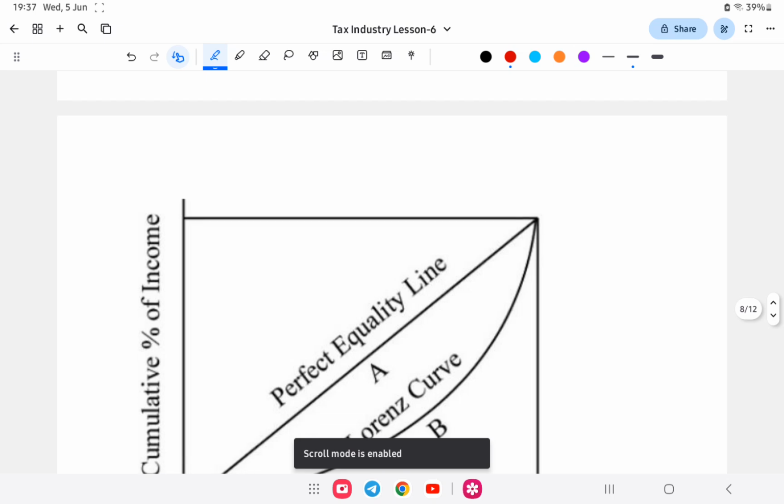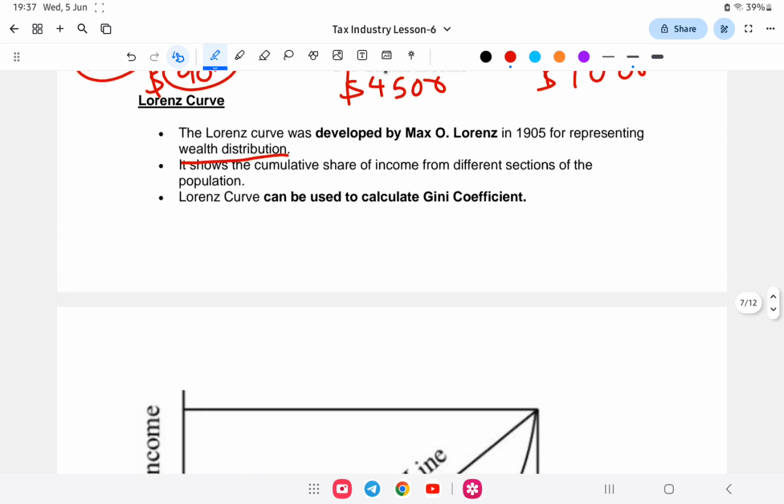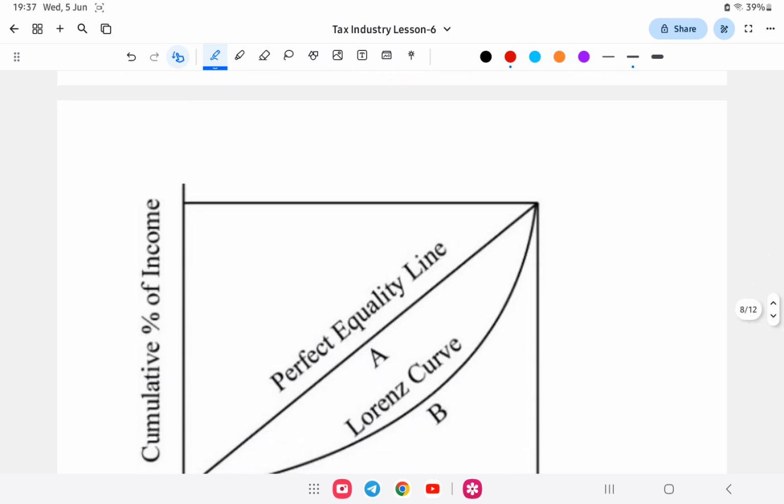So wealth distribution is measured by the Lorenz curve and the Gini coefficient.